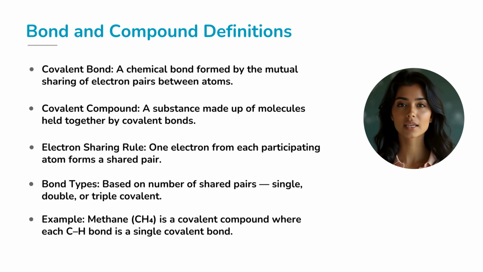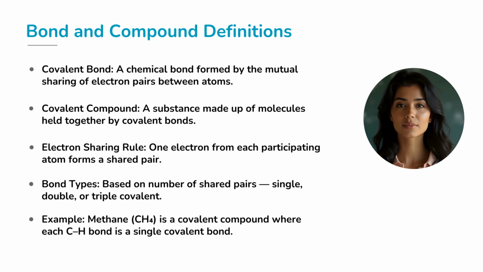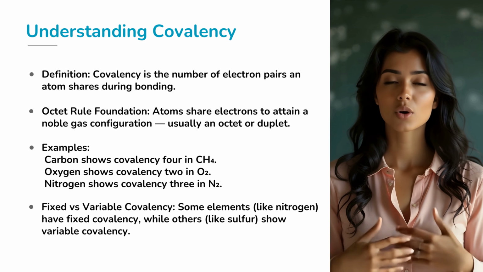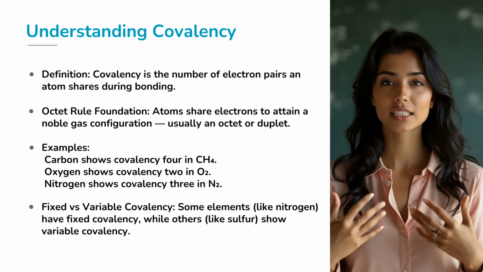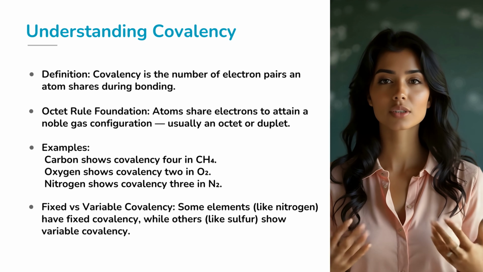For example, in methane, that's CH4, the carbon shares one electron with each of the four hydrogen atoms. So we have four single covalent bonds. Covalent bonds are strong, directional, and fundamental to molecular architecture, whether in simple gases or complex organic structures. Now let's talk about covalency, the bonding capacity of an atom. Covalency is the number of electron pairs an atom shares when forming covalent bonds.